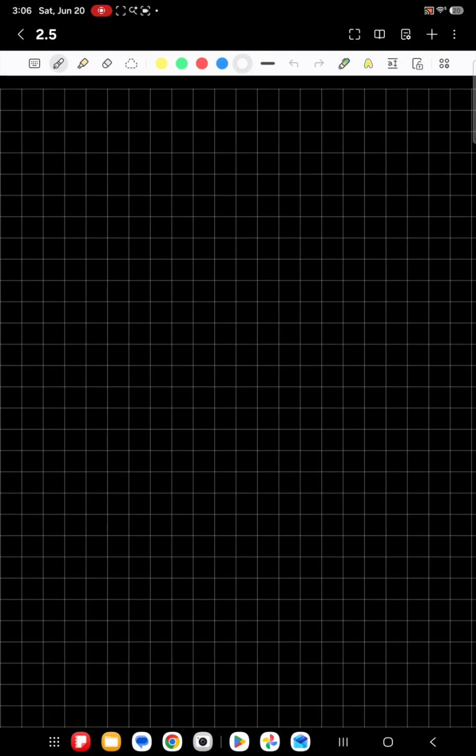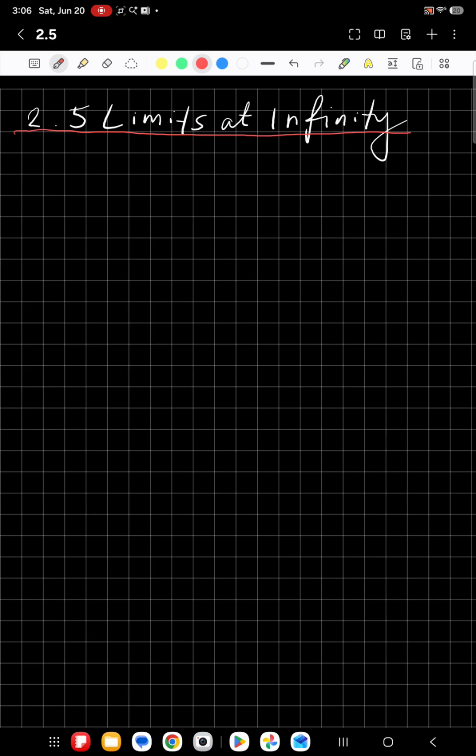This is 2.5. And this topic is limits at infinity. So maybe let's start with me explaining the difference between the previous topic, infinite limits, and limits at infinity.